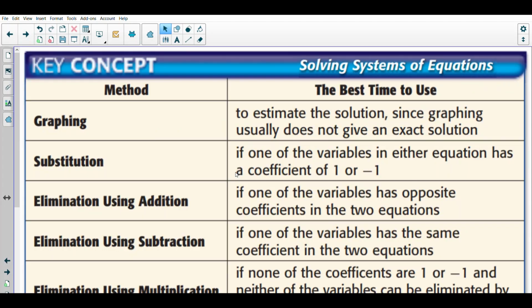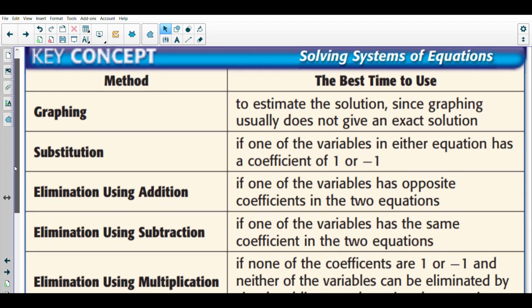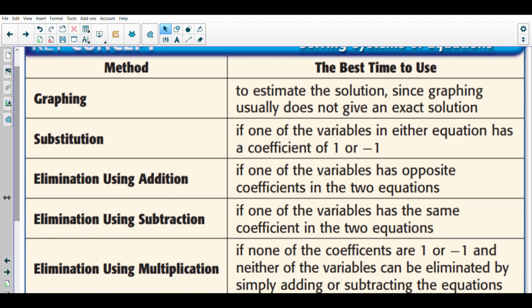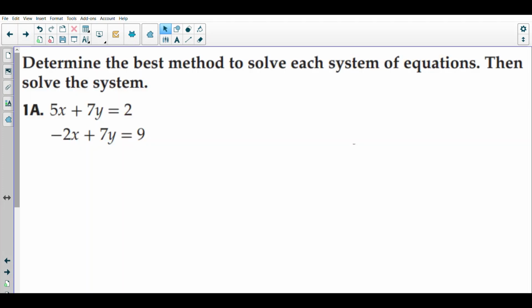So first, just some backtracking. We have these different methods of solving. We have graphing, substitution, elimination, using addition, subtraction, and multiplication. So they all go hand in hand, but some are easier than others. Graphing is the one we usually want to try to get away from just because it can be inaccurate. Substitution and elimination, it all depends on what you're given.